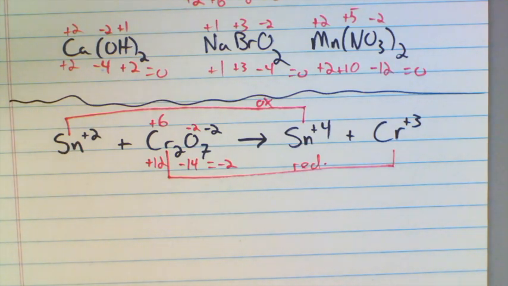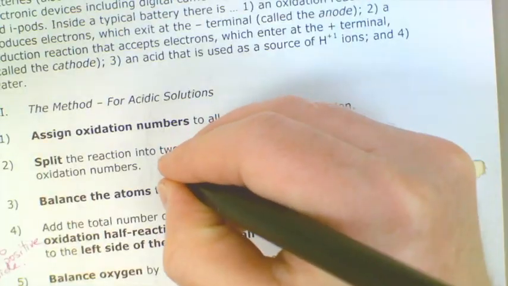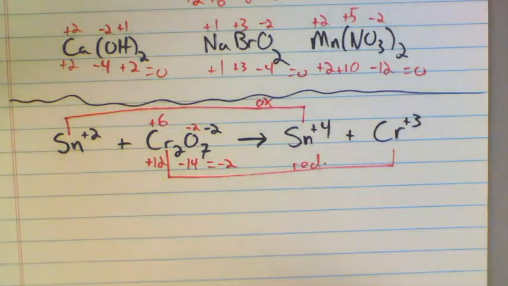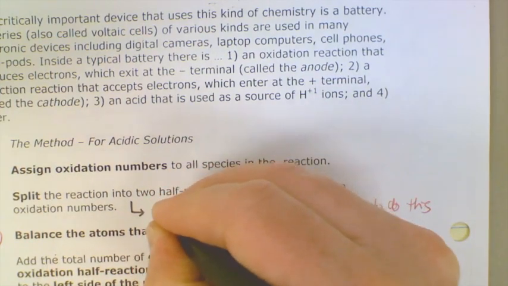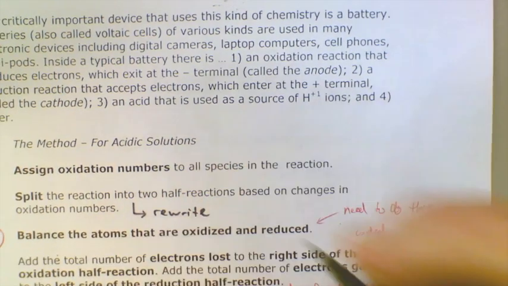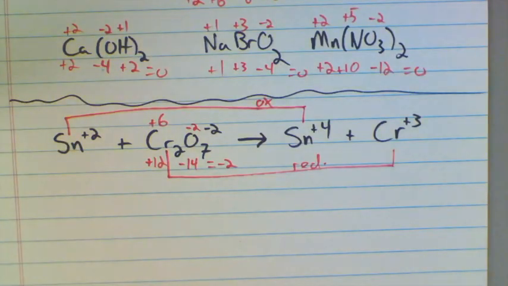Okay, so we're still on step 2. Now we need to rewrite these. So that might be kind of like a sub-step. Like we split it up, and we could say here, rewrite. That might be helpful. Okay, so now I'm going to rewrite these.